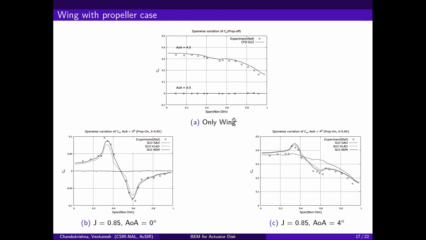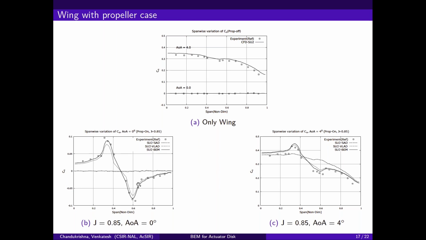Next is the wing with propeller case. Here, this is the only wing case. And here, all the actuator techniques available in SU2, that is the uniform load actuator technique, termed as SAD here, and VLAD and BEM are compared. Because we don't have any rotation imparted in the SAD technique, we don't see any lift change here.